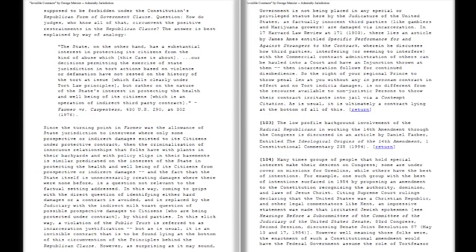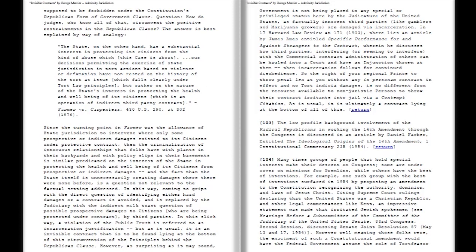Question: how do judges, who know all of that, circumvent the positive restrainments in the Republican clause? The answer is best explained by way of analogy. The state, on the other hand, has a substantial interest in protecting its citizens from the kind of abuse which this case is about. Our decisions permitting the exercise of state jurisdiction in tort actions based on violence or defamation have not rested on the history of the tort at issue, which falls clearly under tort law principles, but rather on the nature of the state's interest in protecting the health and well-being of its citizens, which is an operation of indirect third-party contract. Farmer v. Carpenters, 430 U.S. 290, at 302, 1976.